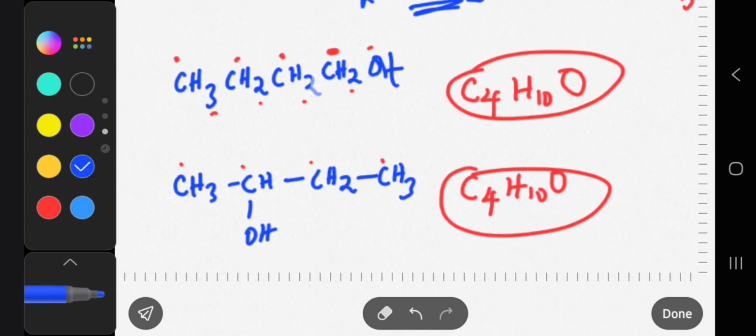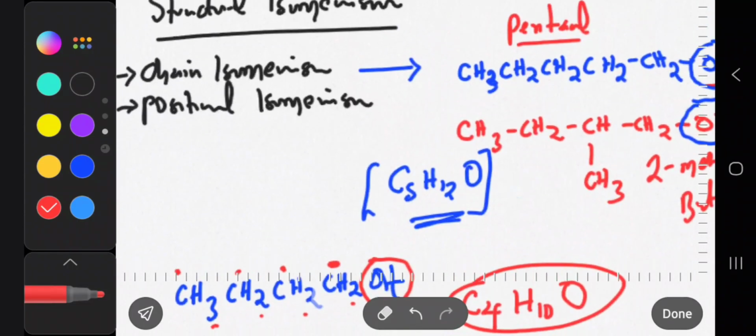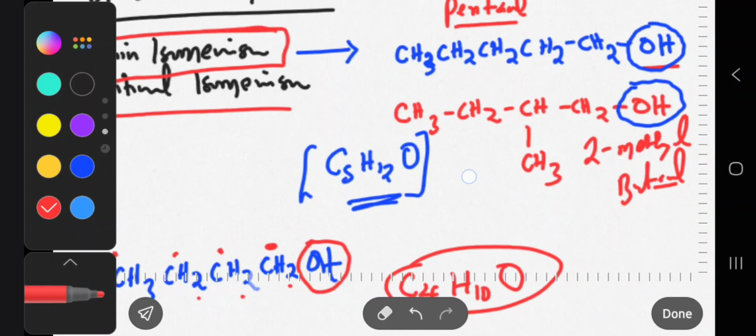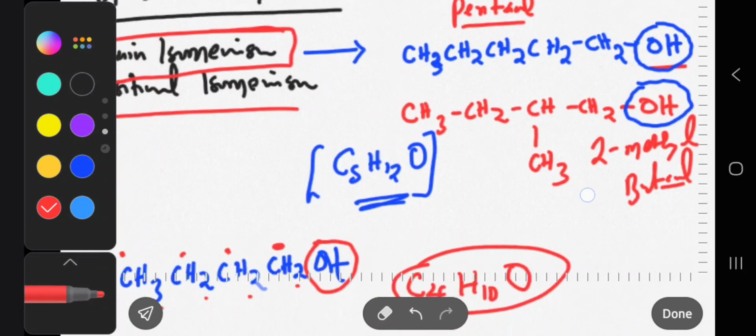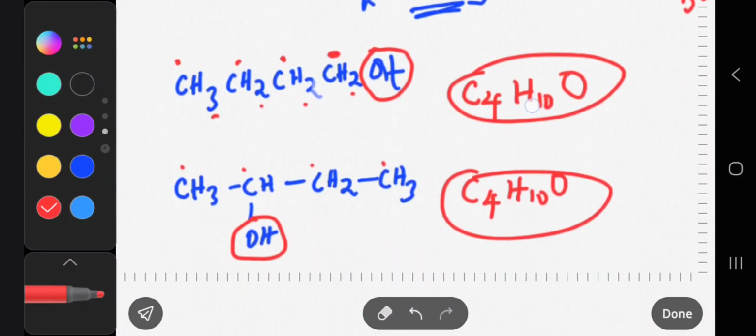Now look at the positions of the functional group. Can you see? One is at the terminal. Here, the hydroxy group is at the second carbon, if you look closely here, but here it is on the first carbon. All right. So you see that gives rise to what we call positional isomerism. Chain isomerism occurs when they are in the same position, as we've explained here, between pentanol and 2-methyl butanol. All right. So, let's move on.